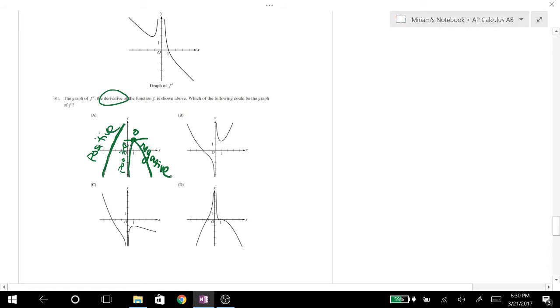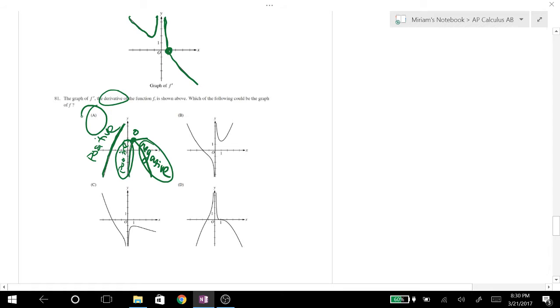So let's see if it matches. Do I have a positive here? Okay, it does match. Do I have a 0 here at 1? Yes, it matches. Is it positive before 1 like I said it is? Yes, it is. Is it negative? Yes, it is. So lucky for us, that's the answer.